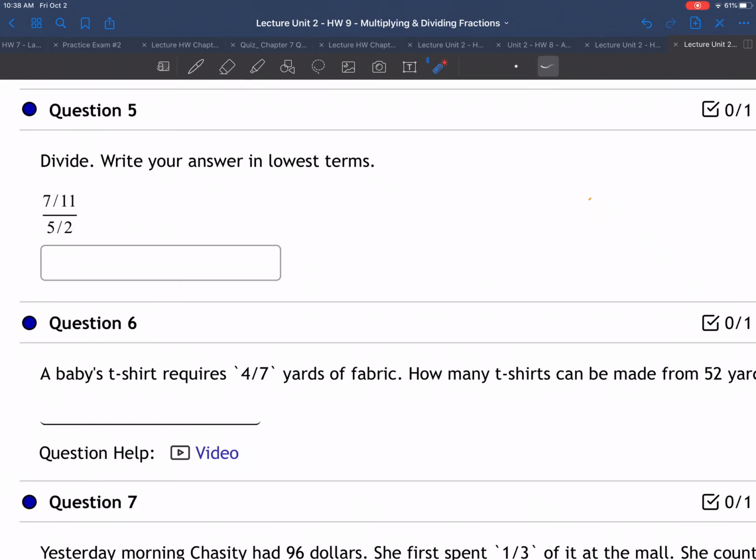Here's an example in which we're dividing two fractions. So we have 7/11 divided by 5/2. How do we divide a fraction over a fraction? Well, you can write it sideways. You can say it's 7/11 divided by 5/2. That's the same thing, right? That's just sideways. The other one was just a big vertical stack.